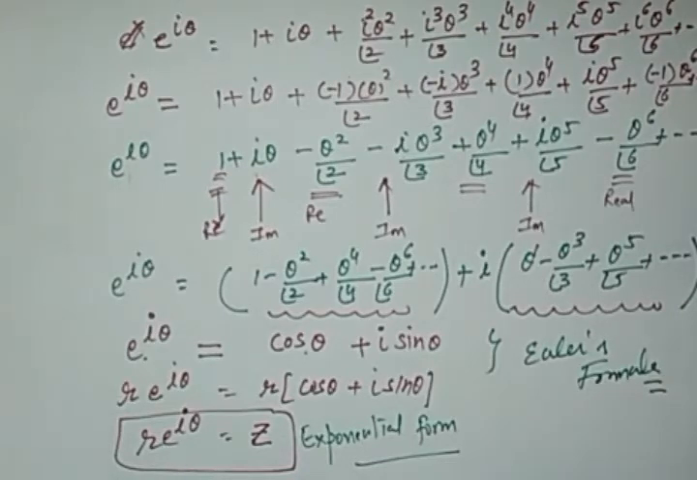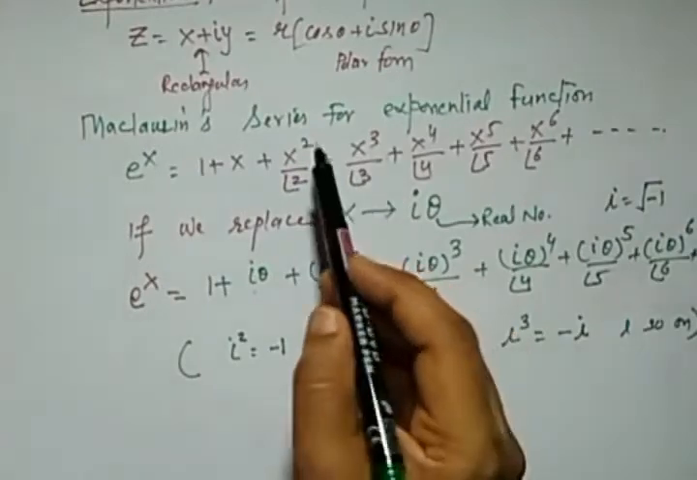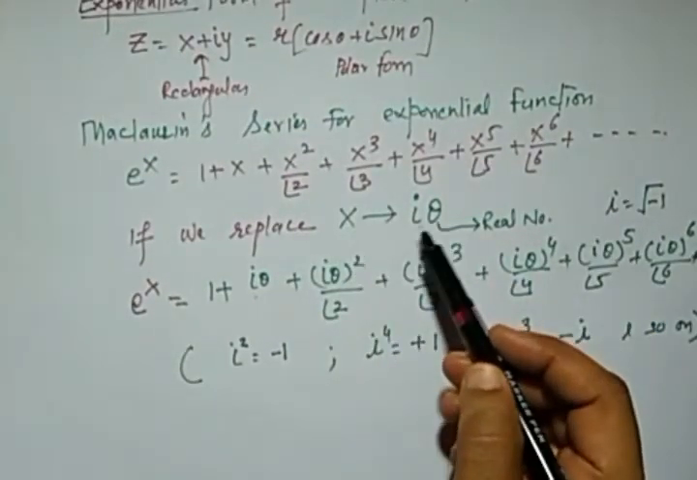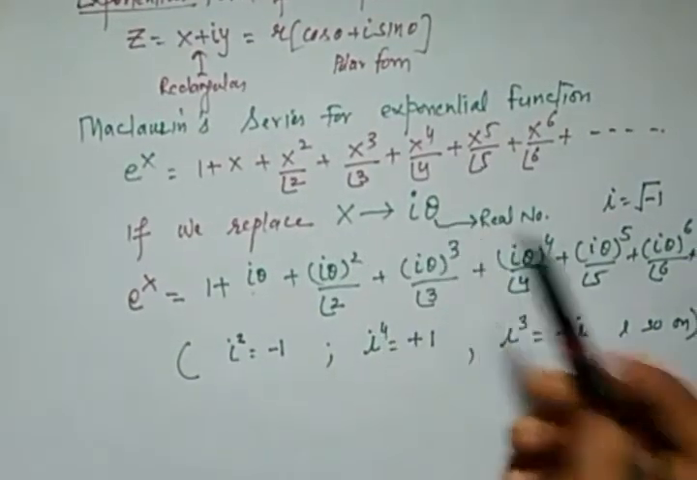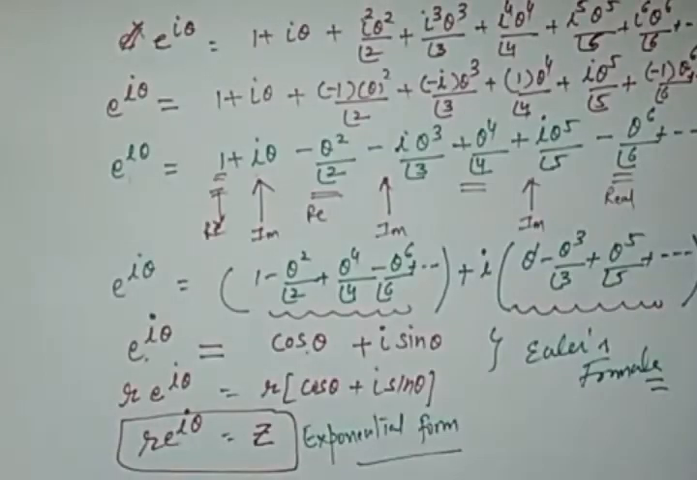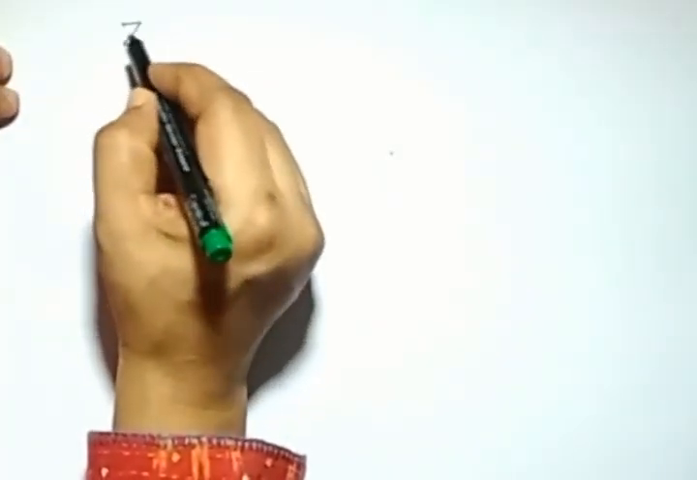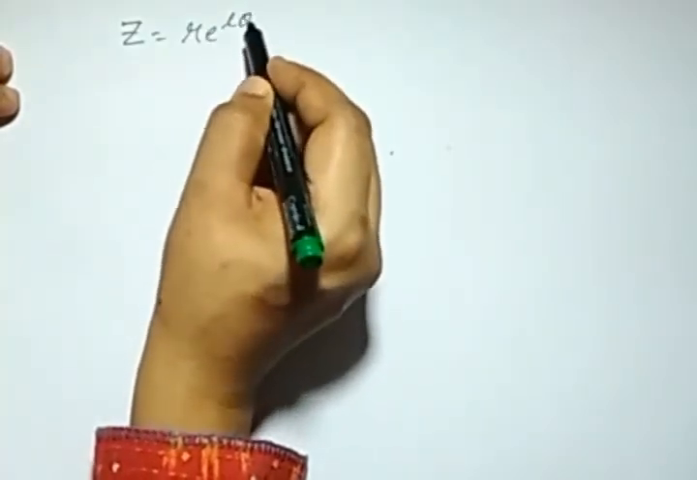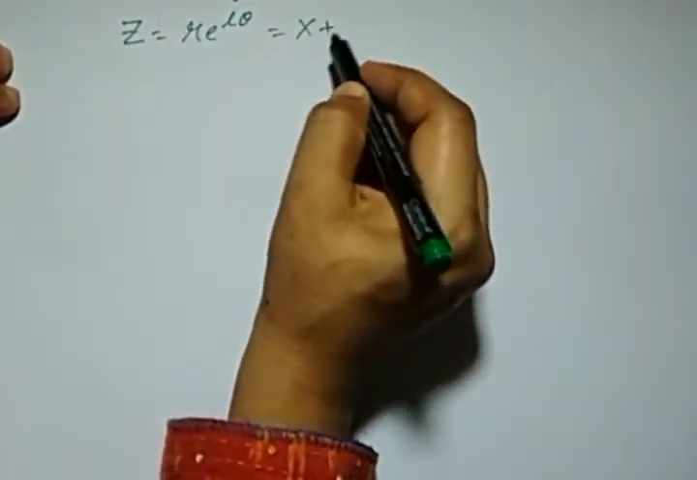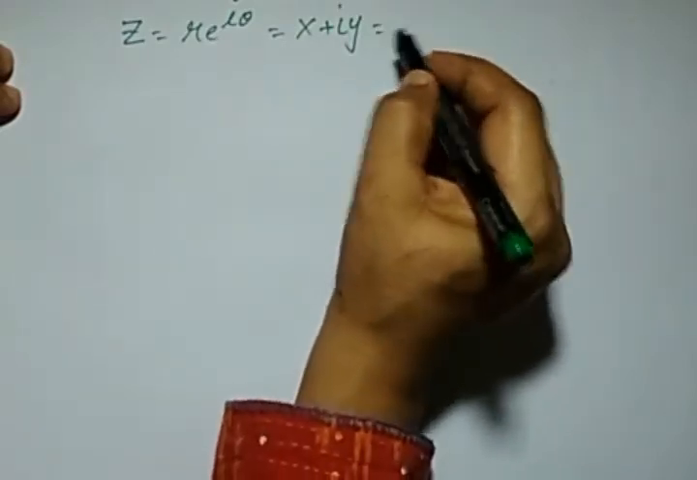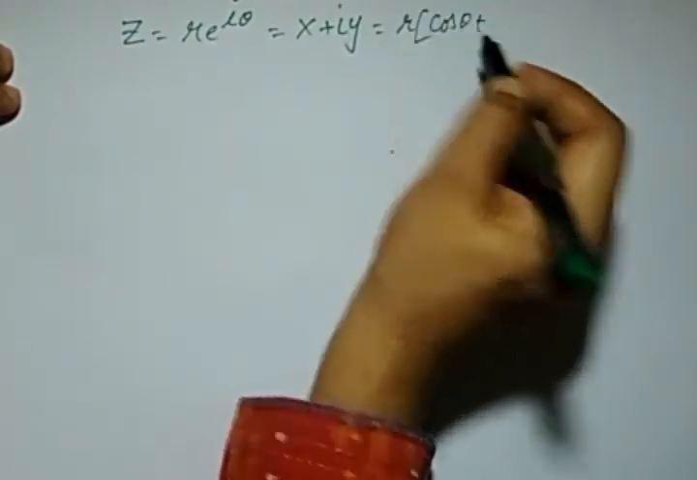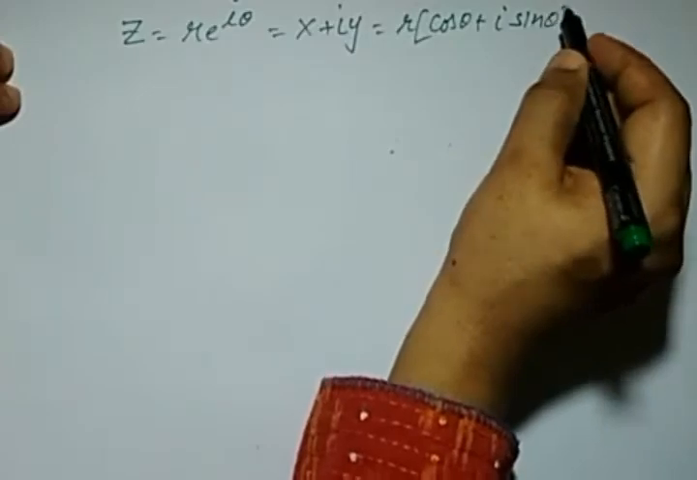Okay, and one more thing we want to express here, that here we have replaced x by I theta. You can replace x by minus I theta. Okay, then the results will be this, that in the present case we are writing z equals r e raised to power I theta, and this is representing our number x plus iy, or r cos theta plus I sin theta.